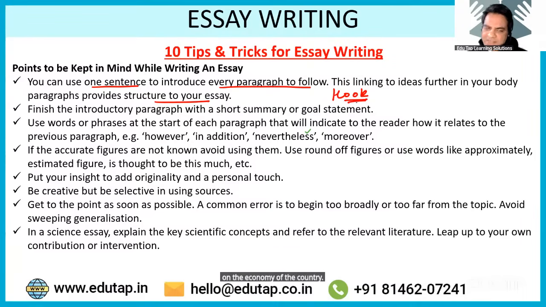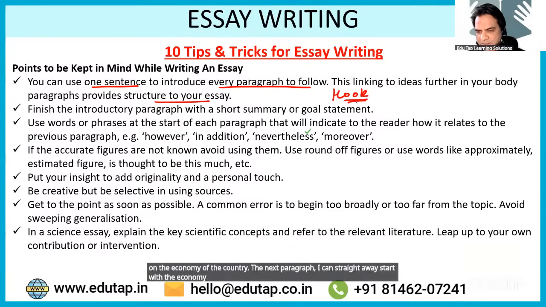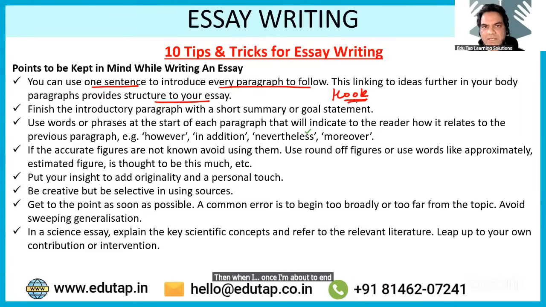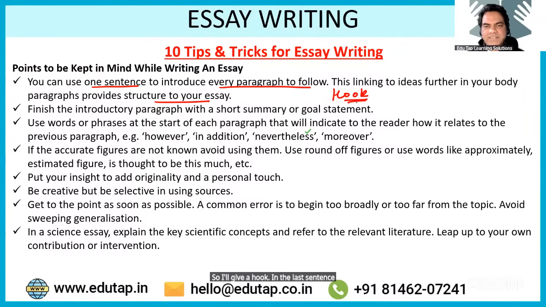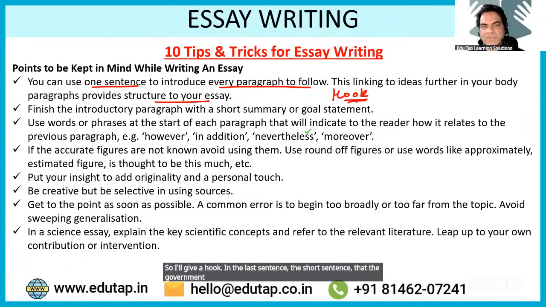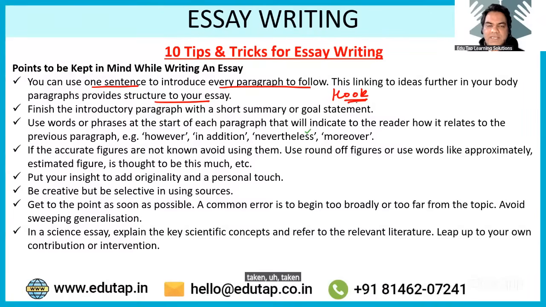That is a hook. Then in the next paragraph, I can straightaway start with the economy. Then once I'm about to end the economy paragraph, I'm sure the next paragraph is going to be about the political measures taken by the government. So I'll give a hook in the last short sentence, that the government and stakeholders have taken this up on urgency and have laid out a clear pathway for economic reforms in the country. That's a hook. Then in the next paragraph, I'll talk about all that the government has done. Let's say the next paragraph is about the challenges. So the last line of the previous paragraph will be, however, there are still multiple challenges that prevail in the country. So that is what we call a hook.